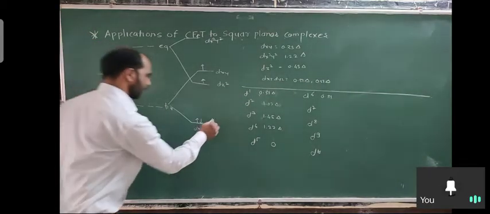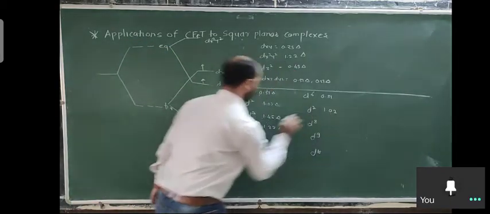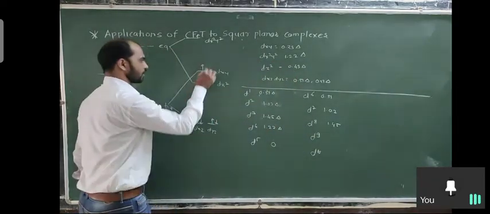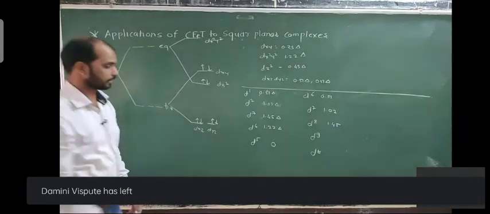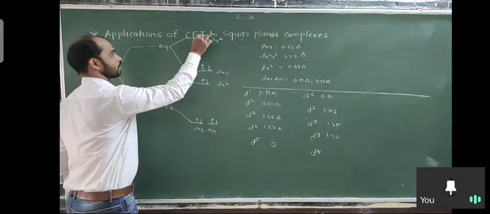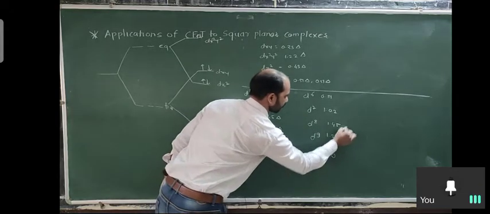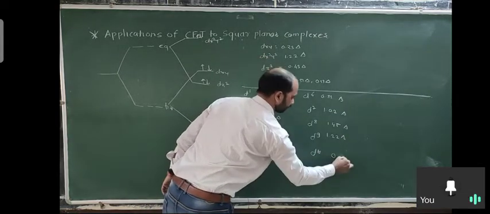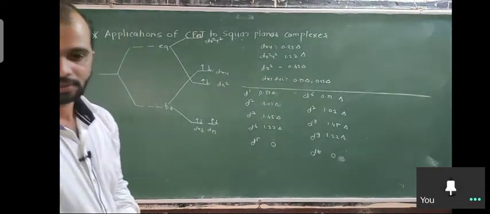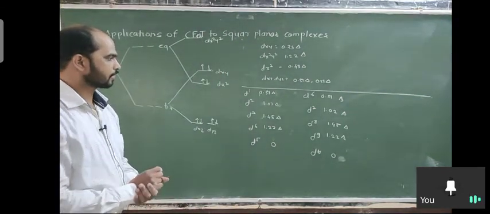For d7, the next is here. Two more electrons enter here, so it is 1.02. The third electron enters, so again it is 1.45. The fourth electron enters, then the ninth electron enters there, so it is 1.22. And the last electron enters, so 1.22 minus 1.22, it is 0. So that means d10 and d5 have 0 CFSE.